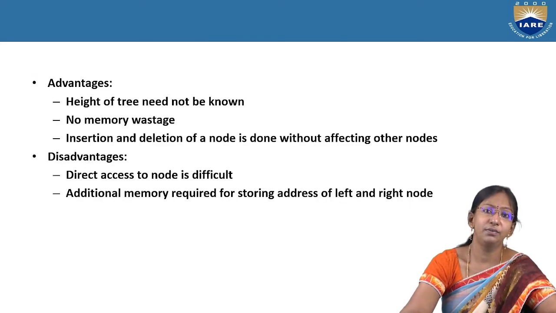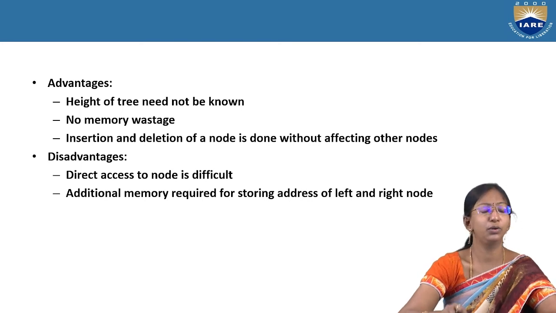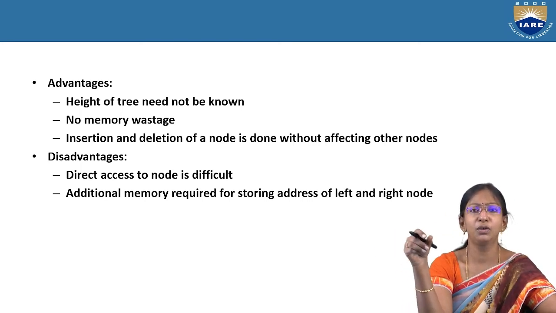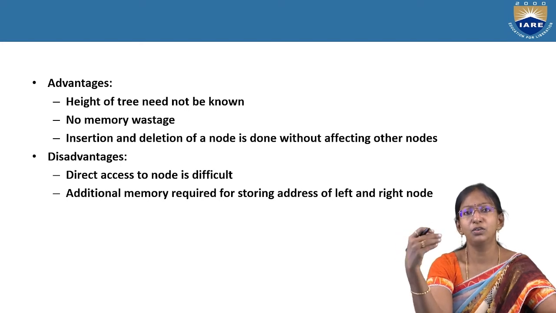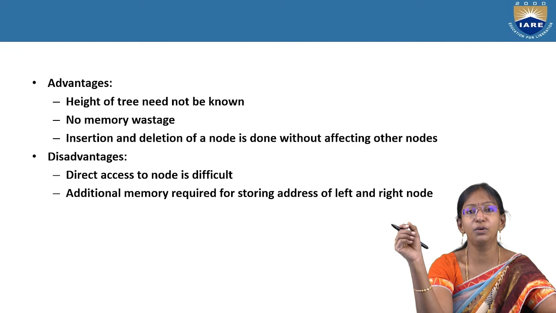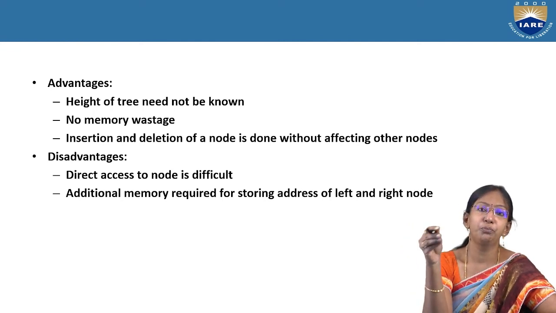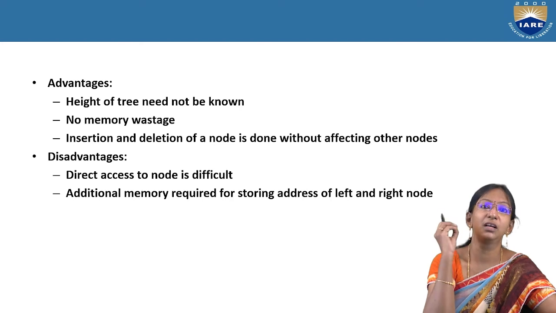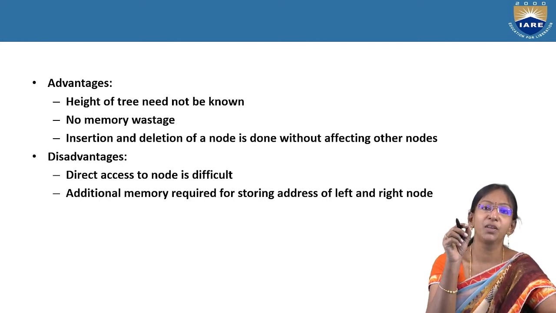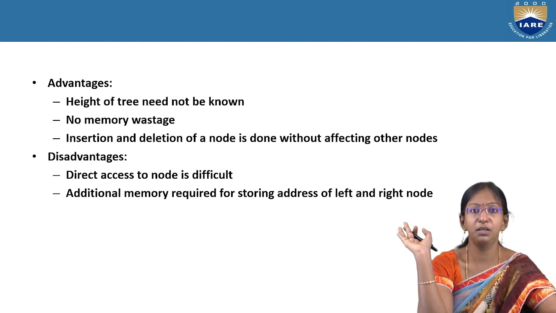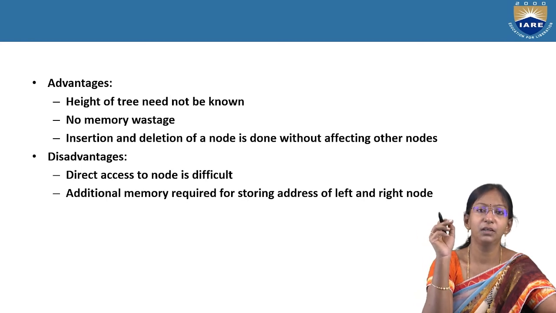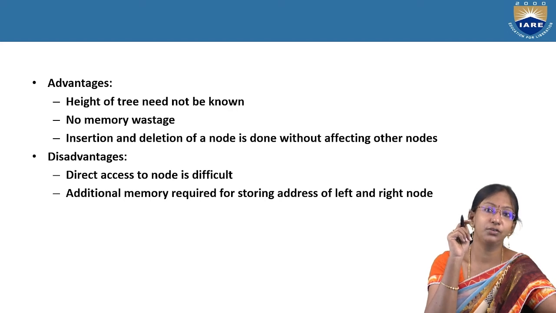Okay, so the basic advantage is you need not know the height. You can extend. If I introduce a new node as the child of any leaf node, just create a node and fill the address spaces, that is enough, right? So knowing the height, which used to be a prerequisite when representing a binary tree sequentially, is no longer a prerequisite over here. Memory wastage will not be there when compared to your array representation.